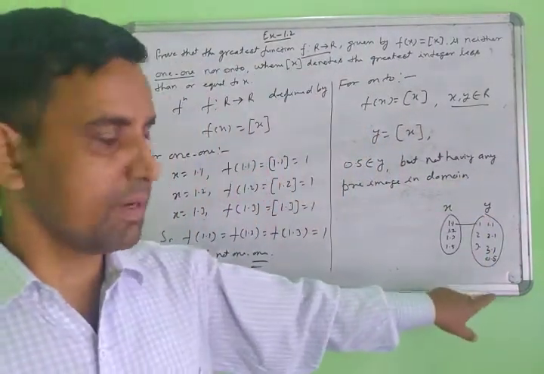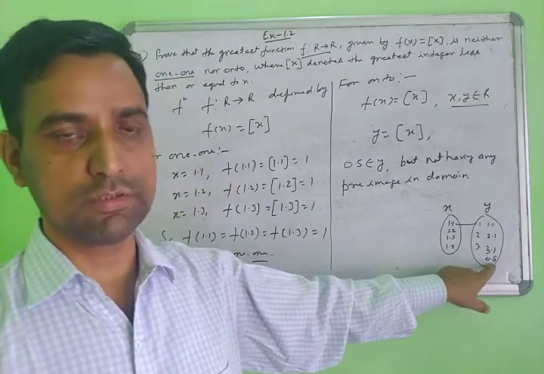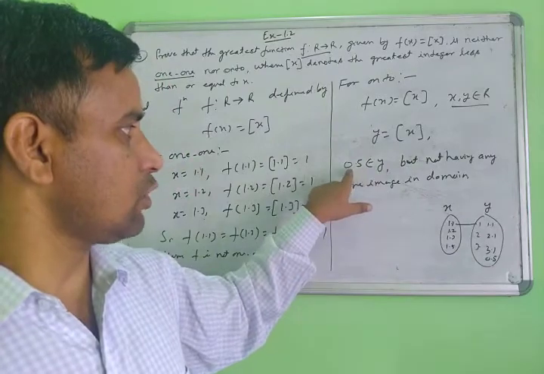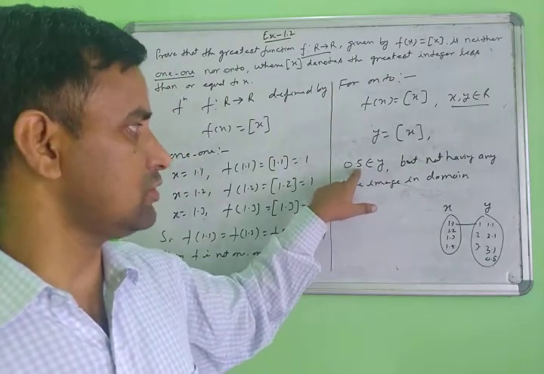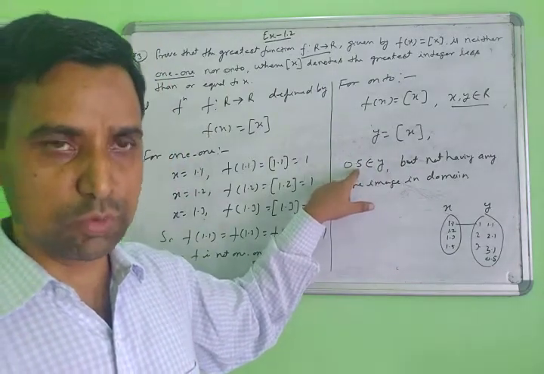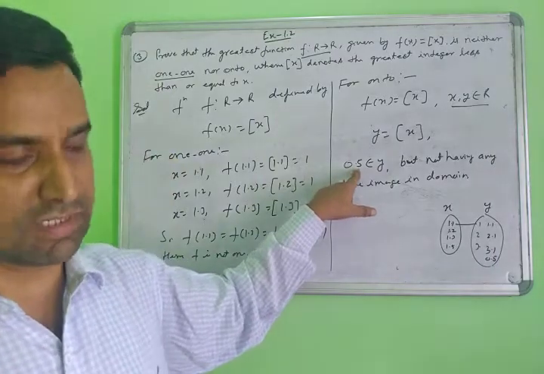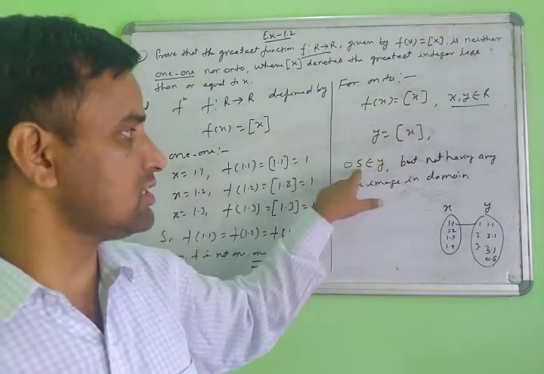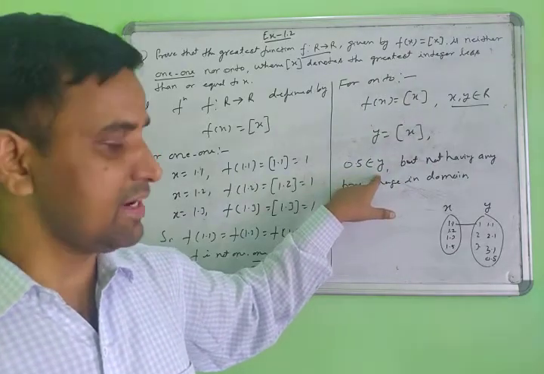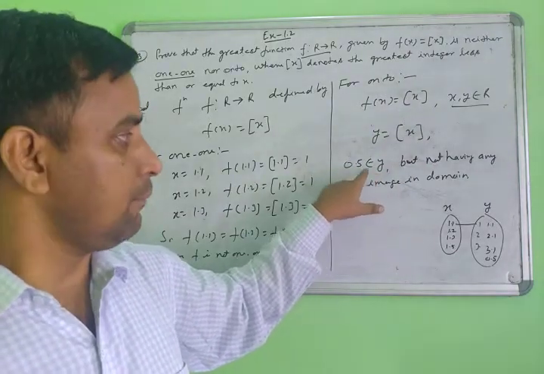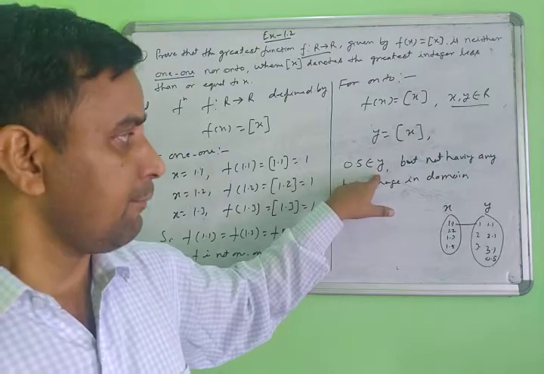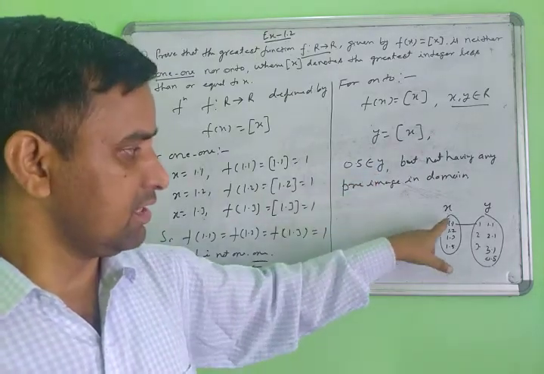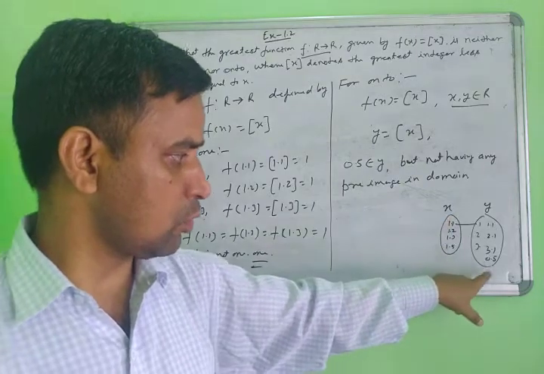I'm taking only a simple example. Suppose 0.5, suppose example 0.4, suppose 0.5. So 0.1, 0.2, 0.3, 0.4, 0.5, any decimal numbers here belong in the codomain. Every decimal number, negative number belongs in the codomain part, but does not have a pre-image in the domain. This is the domain part, this is the codomain part.